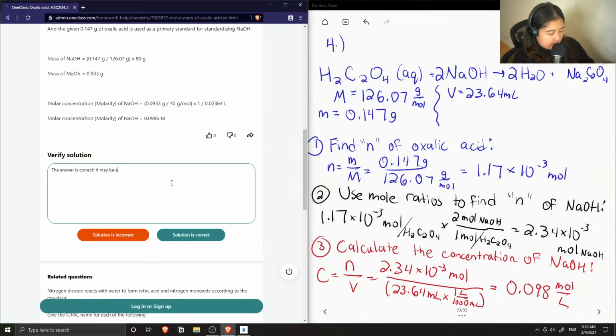It may be easier to find the number of moles of oxalic acid, then calculate the number of moles of sodium hydroxide using molar ratios, then calculating concentration.